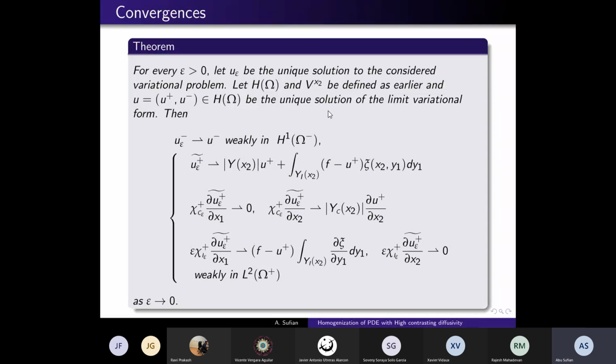That is, u_epsilon^- converges to u^- weakly in H1(Omega^-). The unfolded u_epsilon^+ weakly converges to the integral over Y of u^+ plus the integral over Y_I of f minus u^+ times xi(x2, y1) dy1, and chi_C epsilon times the gradient of u_epsilon^+ plus del x1 weakly converges to 0. So all this weakly will be nil. And chi_C epsilon times the gradient of u_epsilon^+ plus del x2 weakly converges to Y_C(x2) times del u^+ plus del x2, and epsilon times chi_I epsilon times the gradient of u_epsilon^+ plus del x1 weakly converges to f minus u^+ times the integral over Y_I(x2) of del xi / del y1 dy1, plus epsilon chi_epsilon times the gradient of u_epsilon^+ plus del x2 weakly converges to 0.